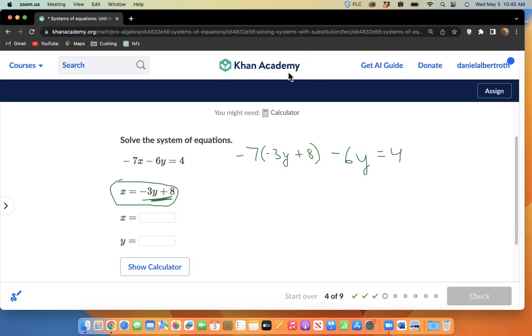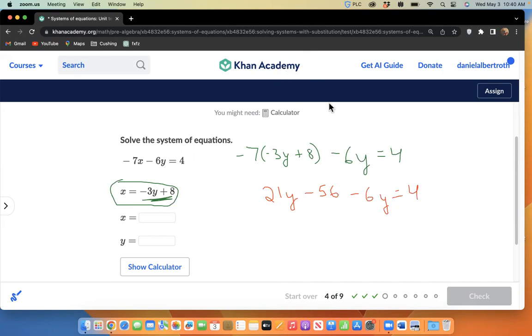So let's switch colors. So what I'm going to do is solve for y now. I have only y, so I can solve for y. I'm going to distribute the -7. -7 times -3y is positive 21y. -7 times positive 8 is -56. I hope that's right. Is that 7 times 8? Hopefully. Minus 6y equals 4.